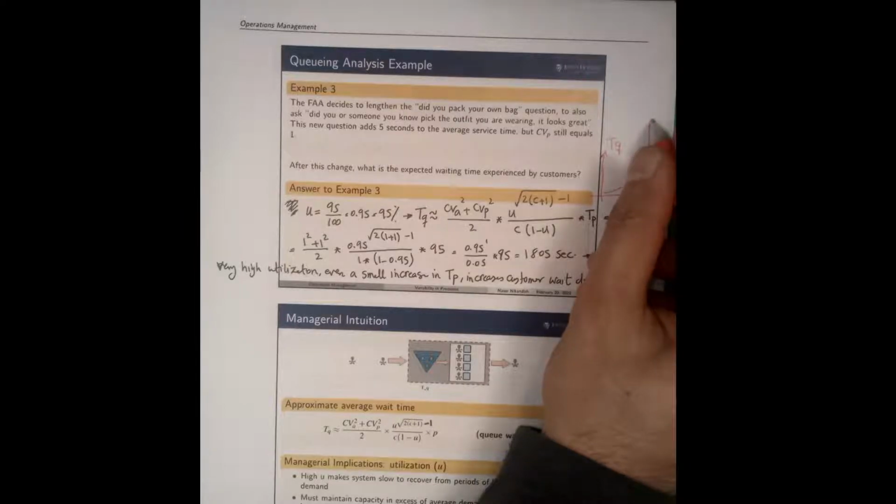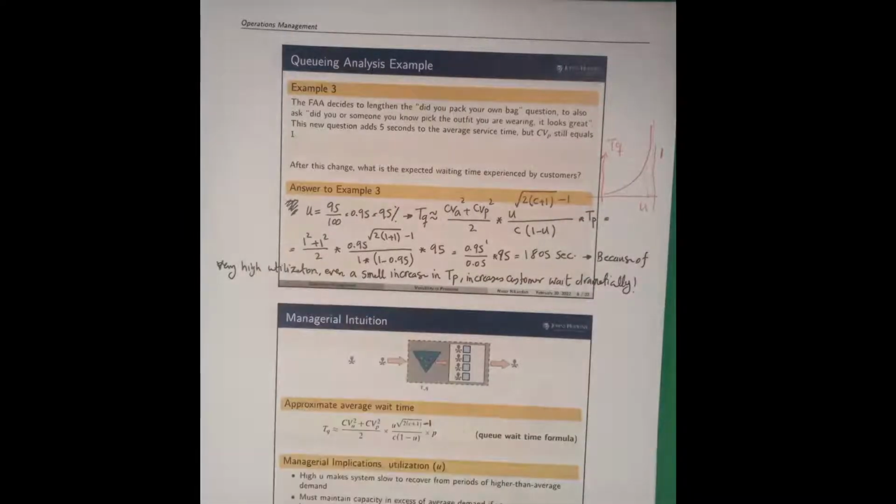That relationship is not linear, meaning if processing time goes up by 5 seconds, there is no such thing as wait time also going to go up by 5 seconds. That's not the case. You see that here it more than doubled. It went up from 810 seconds to 1,805 seconds.